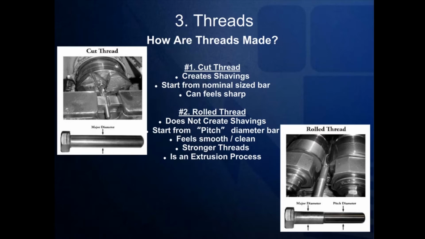In contrast to cut thread, which you would start from nominal diameter bar, for roll threading you must start with pitch diameter bar, which as we explained previously is the average of the major and minor diameter of the threads. For example, the diameter of a 1 inch pitch diameter bar is actually 0.9 inches, not 1.0 inches. Thereby, once roll threaded, the major diameter is 1 inch and the minor diameter is 0.83 inches.